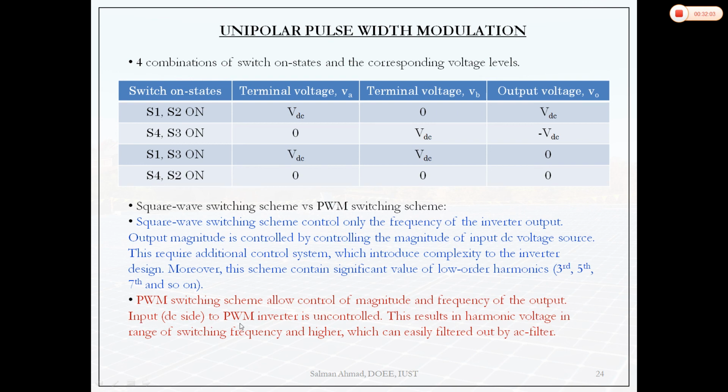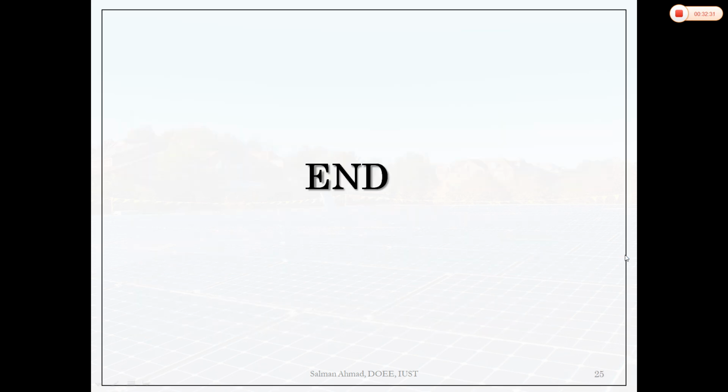So the input DC side of the inverter is uncontrolled. The result is harmonic voltage in the range of the switching frequency and higher, which can easily be filtered. So the harmonics have been shifted to the switching frequency, and they can be easily filtered out from the output. However, the main drawback in the pulse width modulation technique is that there will be more switching losses in this case. Okay, thank you.